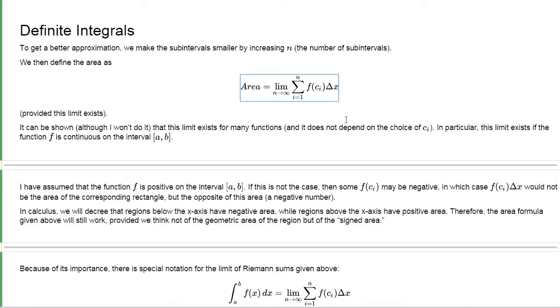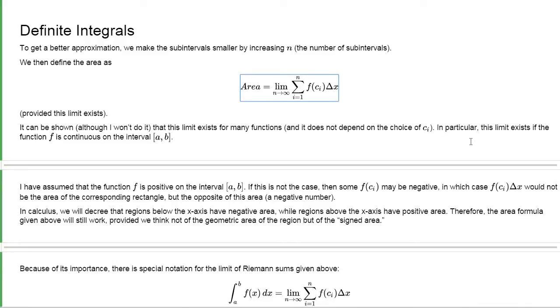Now here I've just put the general Riemann sum. There's any old choice of c sub i. Maybe you choose the left endpoints, and maybe I choose the right endpoints. Is this limit going to be the same? And for many functions, it is the same. It doesn't matter which points you choose, if you choose the left or the right or the middle or just some random number in between.